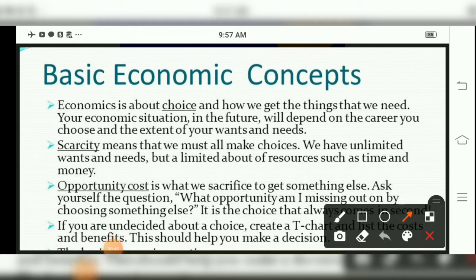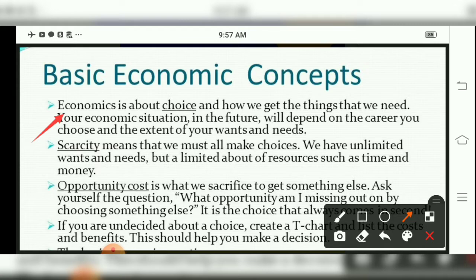Now the first one, children, is that economics is about choice and how we get the things that we need. Your economic situation in the future will depend on the career you choose and the extent of your wants and needs. Economics means what, children? Financial structure, your finance. Now our country's economic growth and development, why we study the financial position: according to the financial position of our country, growth and development is decided.